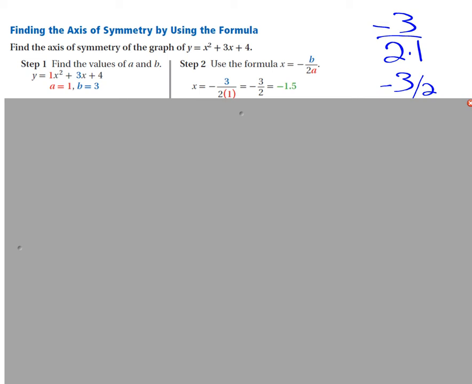Do we write down steps? Really, the steps are find A and B and then solve. So I don't know if you really need those steps. Very good. Wait, where do we get the 2? The 2 is just part of the little formula. It's always 2 times A.